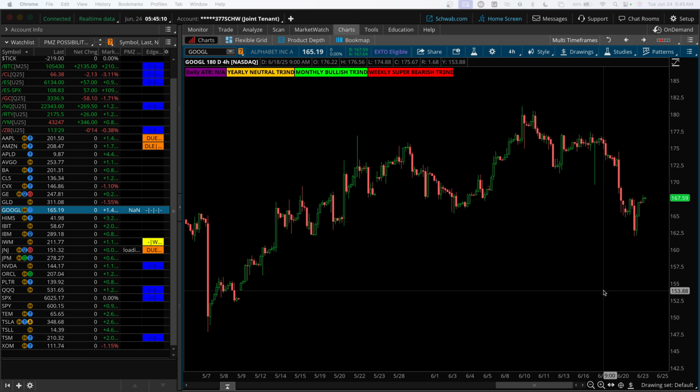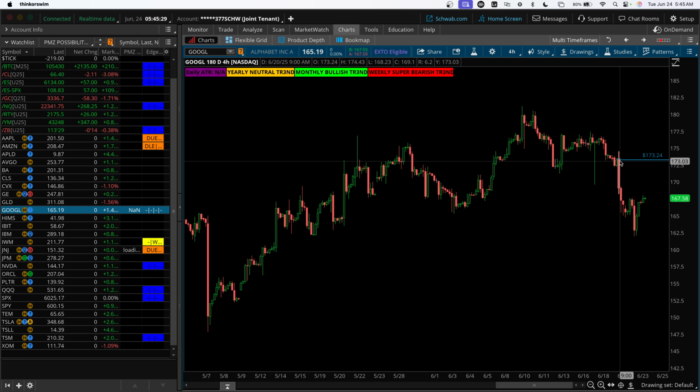All right, here we have a chart of Google. So I first want to set my demand and supply zones. Starting with the supply zone, I want to look up and to the left, identifying the inside candle and then a strong breakdown candle in this case.